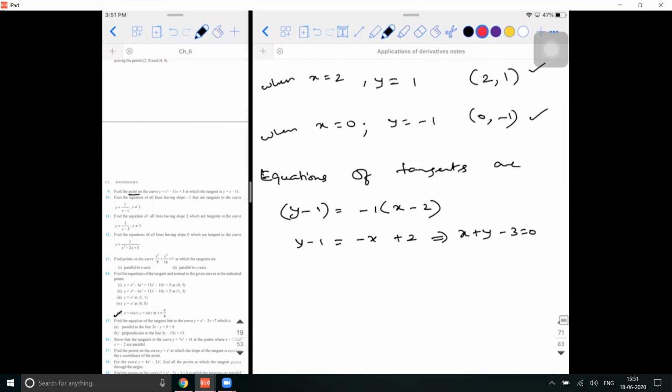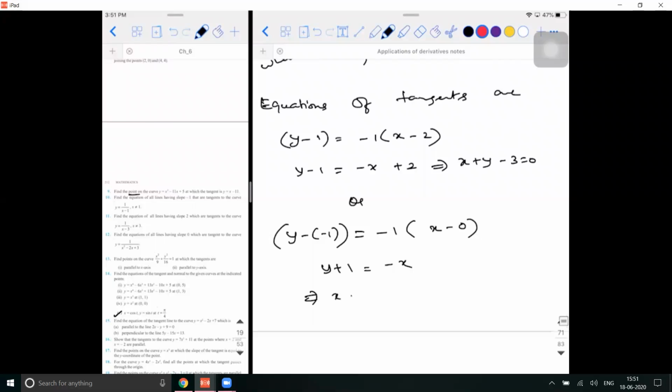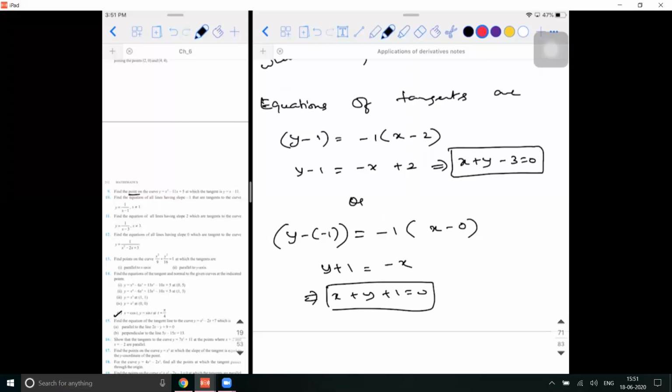So this is one of the equations. Or the other equation possible is y minus y1 is equal to m into x minus x1. So I'll get y plus 1 is equal to minus x. So these are the two equations possible. Those who are having textbook, just verify the answers. So x plus y minus 3 is 0 and x plus y plus 1 is equal to 0. These are the two possible tangents.